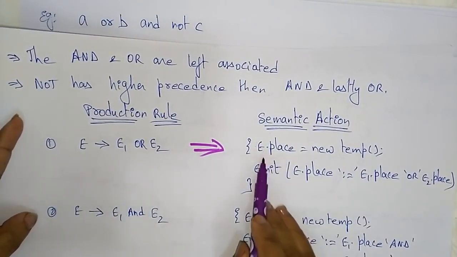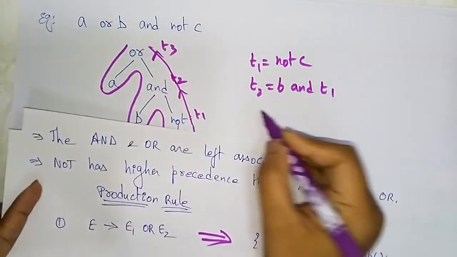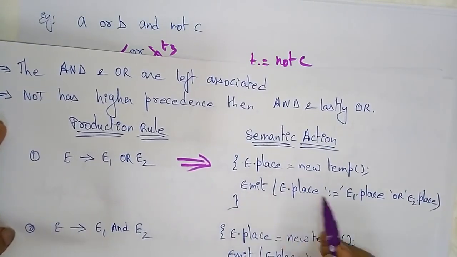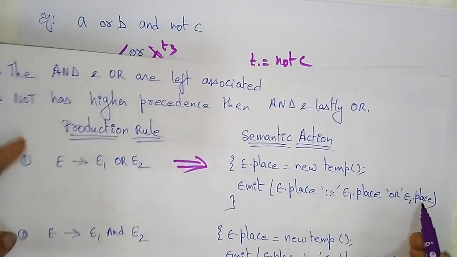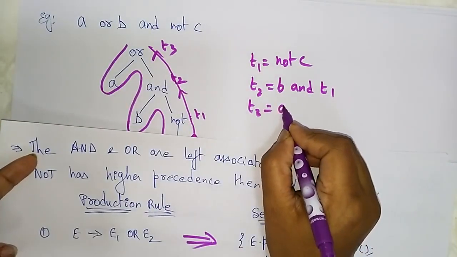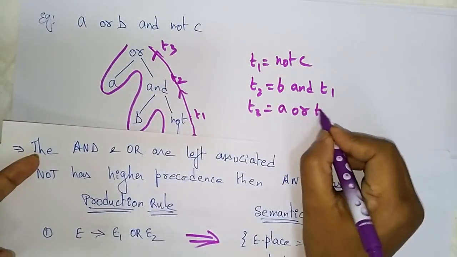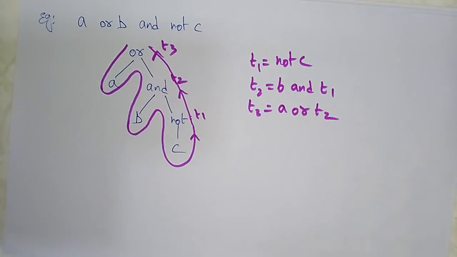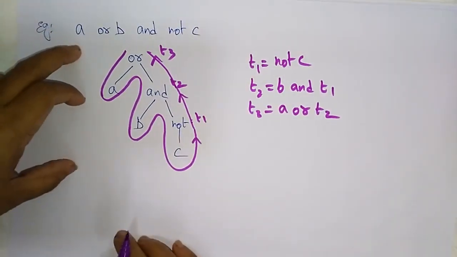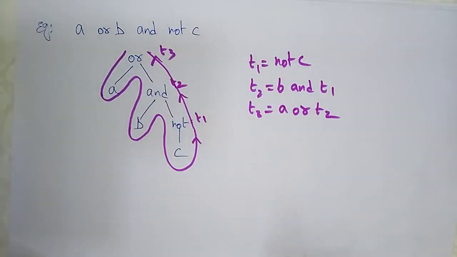So what is the action for this? Just take E dot place is equal to new temporary variable. Means let's take the T3. The T3 is equal to, what is the action it has to do? Emit E dot place is equal to E1 dot place or E2 dot place. So what is the E1 dot place? E1 dot place is A or E2 dot place is T2. So this is for the expression A or B and not C, and these are the temporary variables holding the values.